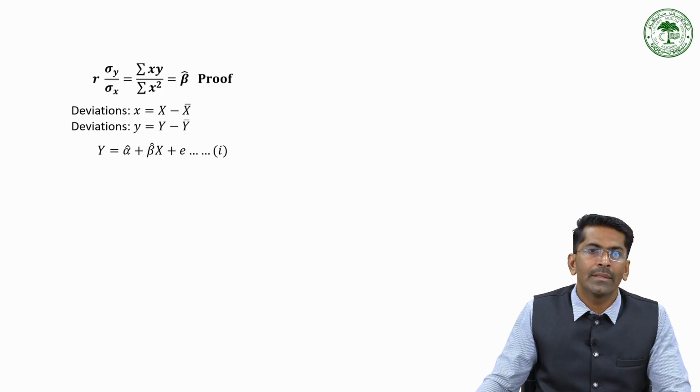that is y is equal to alpha hat plus beta hat x plus e. Alpha is the intercept, beta is the slope, x is the independent variable, y is the dependent variable, and e is the error term or residual. Okay. Now we are denoting this as equation number 1.